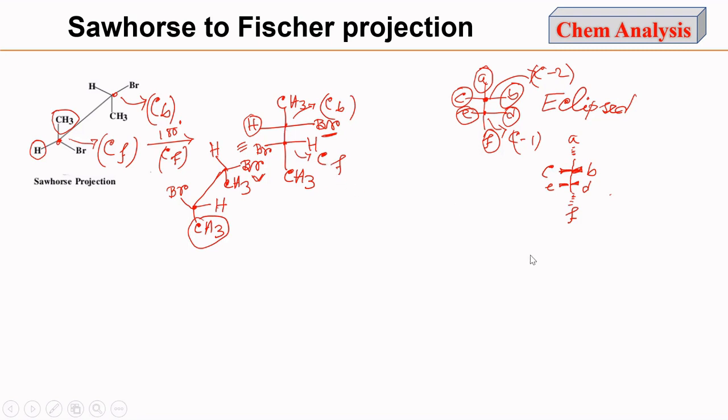Okay, next see another example. Here we can see that this CO2H group is below the plane. If you see the molecule along this carbon to this back carbon, this CO2H group is below the plane, and here the bromine atom is above the plane. If you want to keep the CO2H group and bromine atom along the vertical axis in the Fischer projection formula, then you have to bring this bromine atom below the plane.